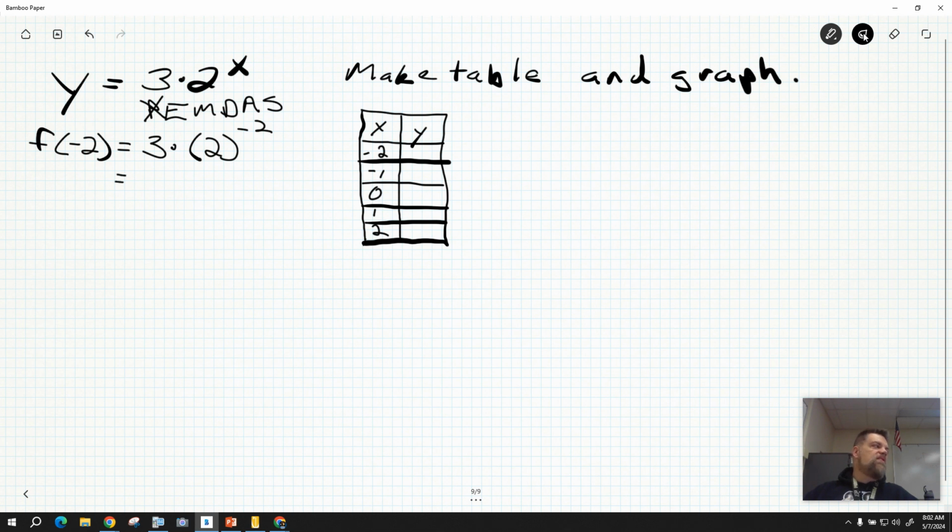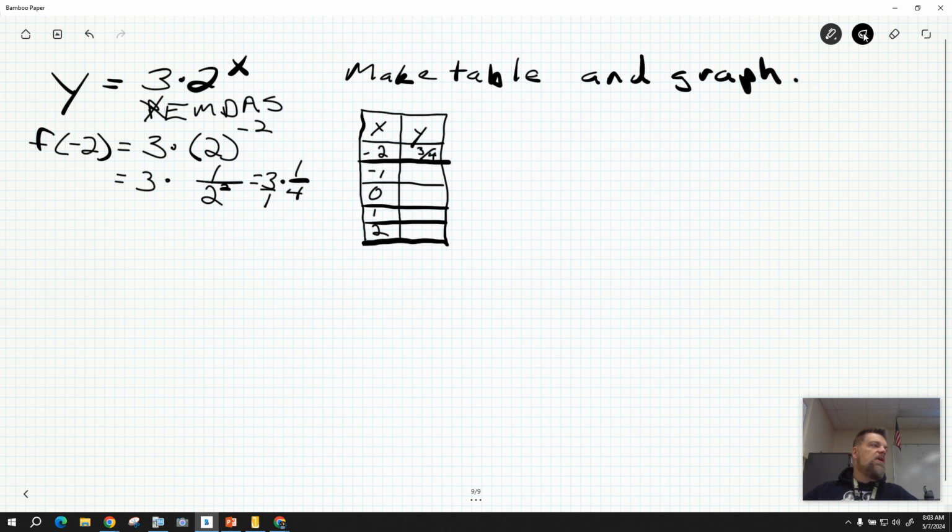Any suggestions, you guys? Does anybody remember what to do with that by hand? How do I make that negative exponent positive? Anyone? We flip it, right? So we're going to put it on the bottom of a fraction like this. So this becomes 1 over 2 raised to the +2. Well, then that becomes 3 times, what's 2 squared? 4. What's 3 over 1 times 1/4? 3/4.